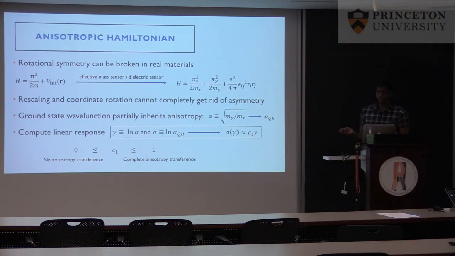Because alpha equals 1 is the symmetric point, we work in logs of these quantities. So log alpha is gamma, which is a small number, and log alpha of the ground state is sigma, and expanding to first order, we get sigma is some coefficient times gamma. This coefficient C1 is something between 0 and 1, and it's what we're trying to find out. And the reason this talk is titled the geometric response is because effectively the wave function has a metric degree of freedom which you can optimize over, which allows it to respond in this way. So we're trying to find out what C1 is.